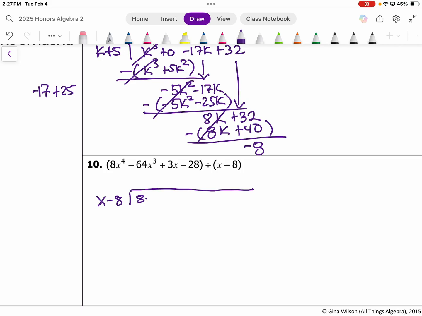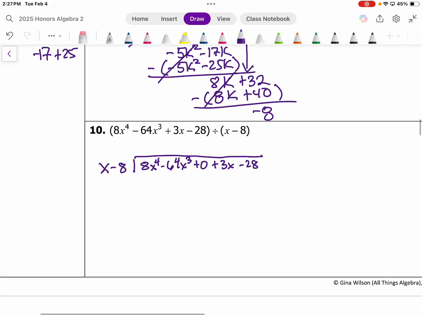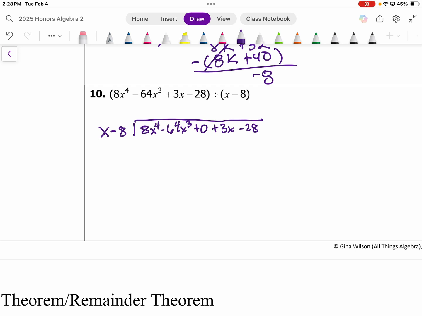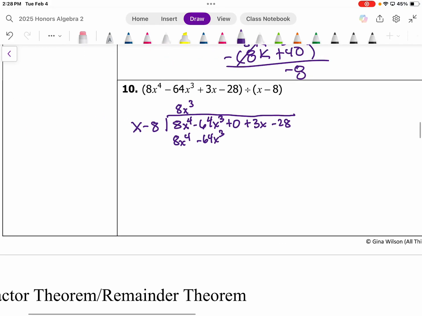All right, we have 8x to the 4th minus 64x cubed. Whoops, that's a 4, not a 3. We are missing the x squared, so we have to put in a plus 0. Then we put in a plus 3x minus 28. Now, what do I multiply x by to make it 8x to the 4th? Well, that's an 8x cubed. That gives 8x to the 4th minus 64x cubed. Then we match, so we subtract down.